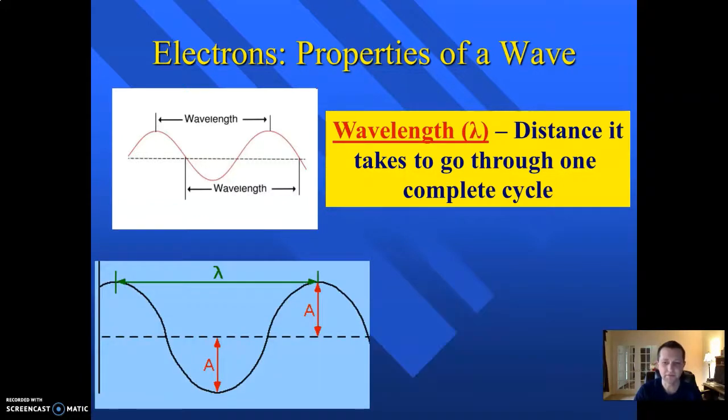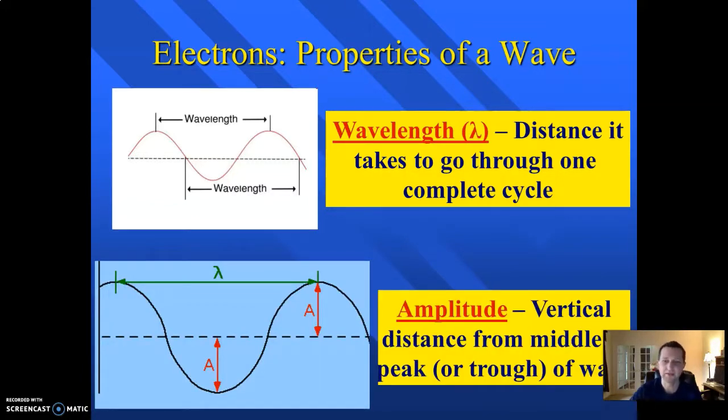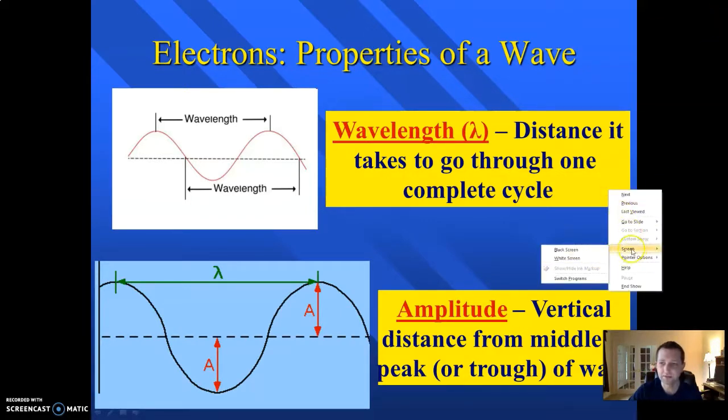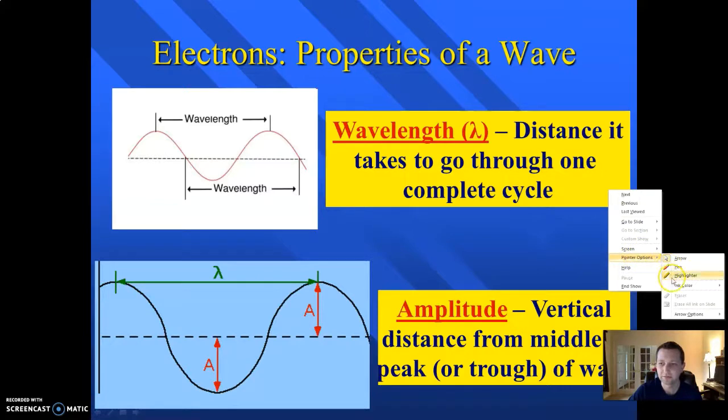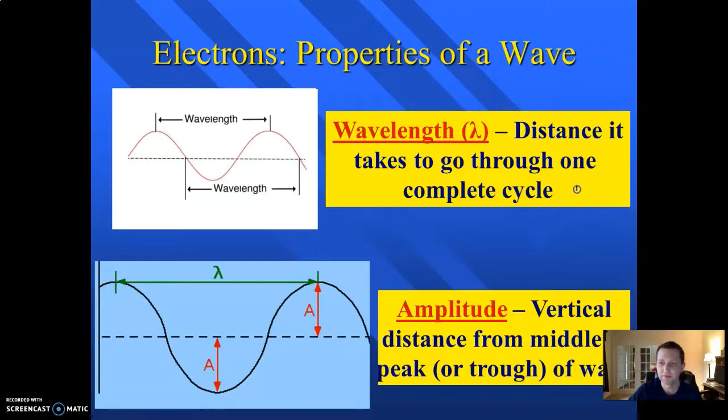The common unit for a wavelength is a nanometer. Okay, so let me write some of this on here. So a nanometer. It's a unit of length. Okay. Same thing for amplitude. It's the vertical distance from the middle to the peak or trough of a wave. It's also a unit of length, so we're going to look at a nanometer there as well.